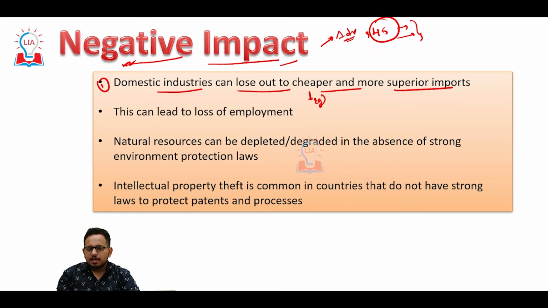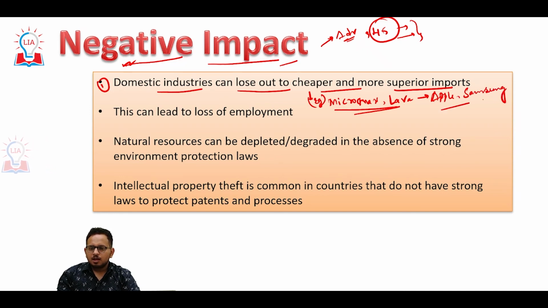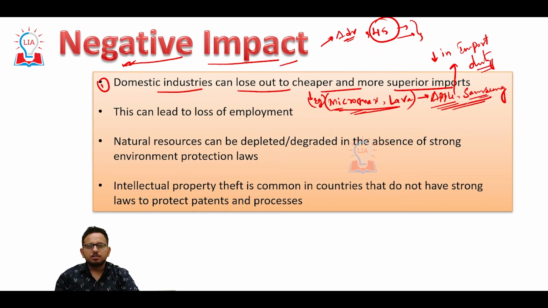One of the best examples of this is, you can all remember there was a telecom device manufacturing company called Micromax and also Lava. These were indigenous telecom device or mobile phone manufacturers, and these companies couldn't compete with well-grown companies like Apple and Samsung. Now you can see we do not have any traces of Micromax and Lava when it comes to device manufacturing. These faced heavy losses because of the FTAs and reduction in import duty to these big companies.